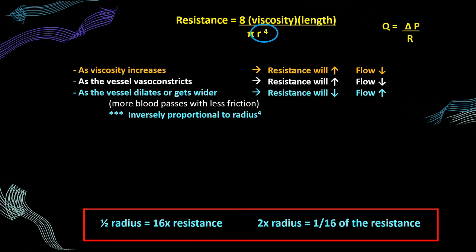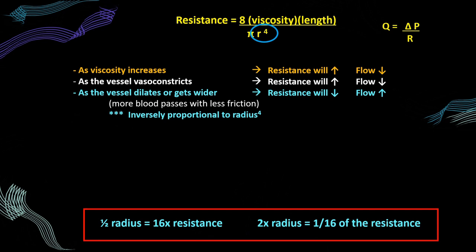This is the equation that we use when we're talking about the radius. We're talking about viscosity, the length of the vessel, resistance, and remember, flow is directly proportional to the change in pressure and inversely proportional to the resistance. If we take all the components of this particular equation, as the viscosity increases, so does the resistance. These are directly proportional. And the flow will decrease because remember, flow is inversely proportional to the resistance. So as my resistance goes up, my flow is going to go down.